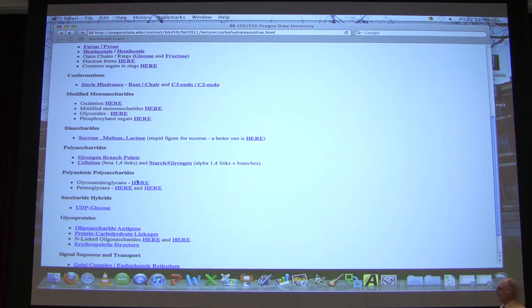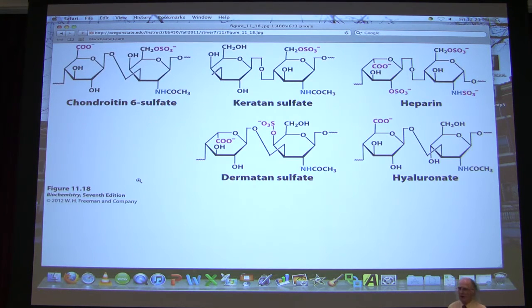As I mentioned, chitin is a polymer of N-acetyl-glucosamine, and it forms the exoskeleton of insects, and there are other polymer examples as well. Now, there are some modified polysaccharides that we can take a look at. The first group are known as the glycosaminoglycans.